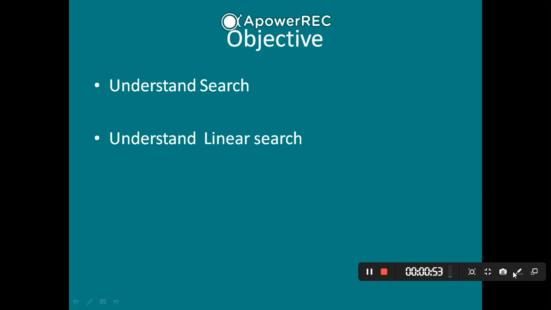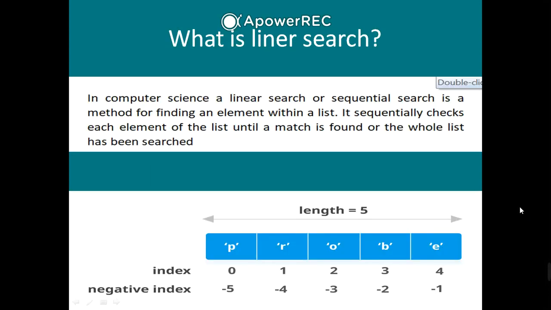The user will be asked, please enter the element that is to be searched in the list. If it is found, it will show found, or if it is not found, then not found. Fine. Now here we are going to use one technique that is called the linear search. What kind of technique? Linear search. Now what is a linear search?